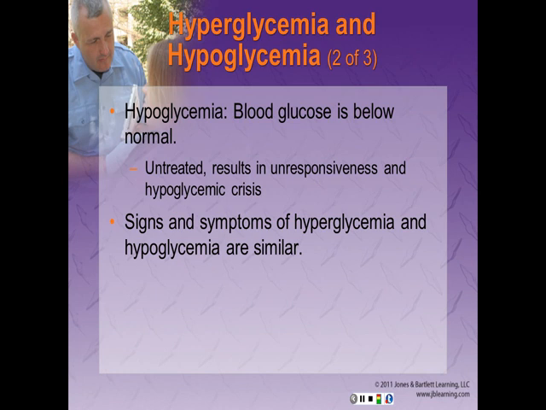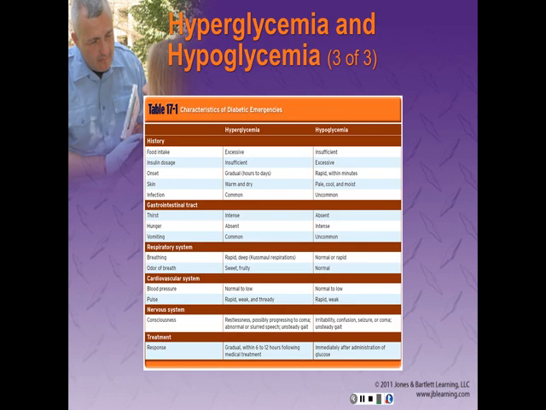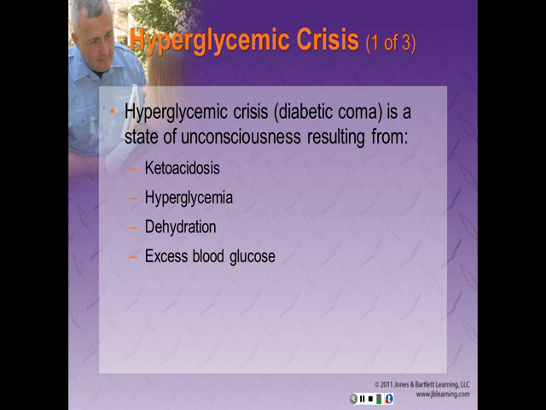The signs and symptoms of hyperglycemia and hypoglycemia can be quite similar, and this is seen on Table 17-1. It is not uncommon for either of these patients to have a staggering, intoxicated appearance or be completely unresponsive. Hyperglycemic crisis or diabetic coma is a state of unconsciousness resulting from DKA, hyperglycemia, and/or dehydration due to excessive urination. On some occasions, excess blood glucose by itself can lead to hyperglycemic crisis.